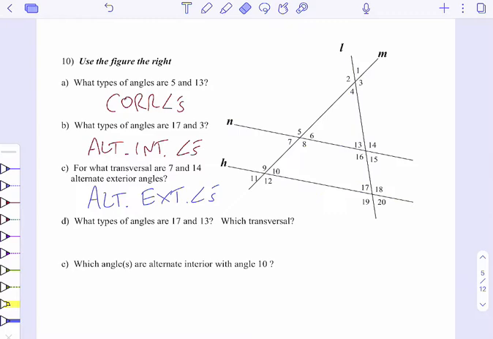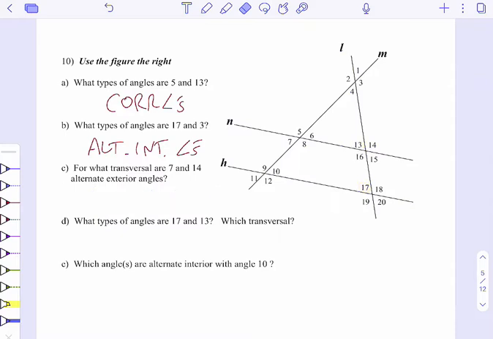I'll tell you what. I will have you do this next one, D. Write down what you think, and I'll come walk around and look at it. Do you have a question? I thought for C, it's asking what transversal. Oh. So I did the totally wrong thing. Okay.